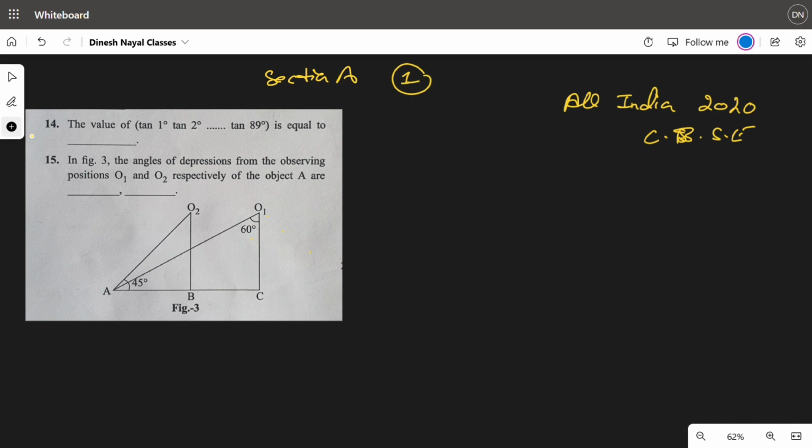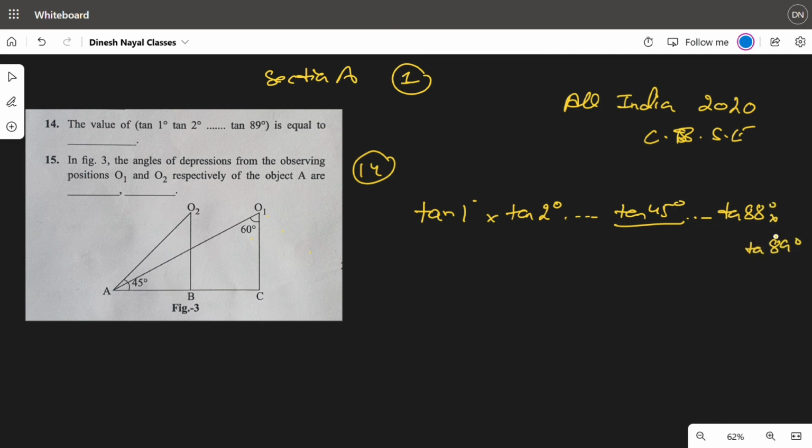Now the 14th question. First of all, find the value of tan 1, tan 2, and so on up to tan 89. Basically, you can write this as tan 1 degree times tan 2 degree, and so on up to tan 45 degree, which will be in the middle, and so on up to tan 88 degree times tan 89 degree. So we can write like this.